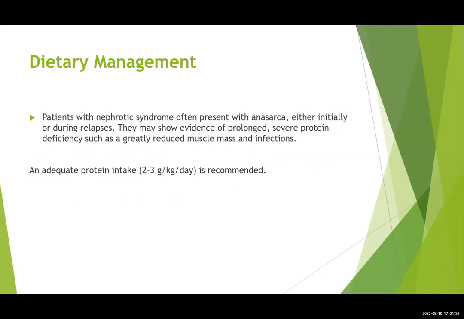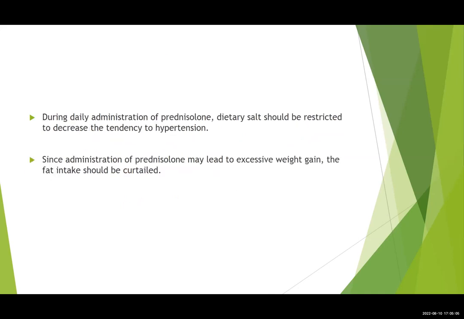Patients with nephrotic syndrome often present with edema, either initially or during relapse. They may show evidence of prolonged severe protein deficiency, such as greatly reduced muscle mass and infection, because they are losing protein. This is especially so in frequent relapse, dependent and resistant cases. So an adequate protein intake of 2 to 3 grams per kg per day is recommended for them.